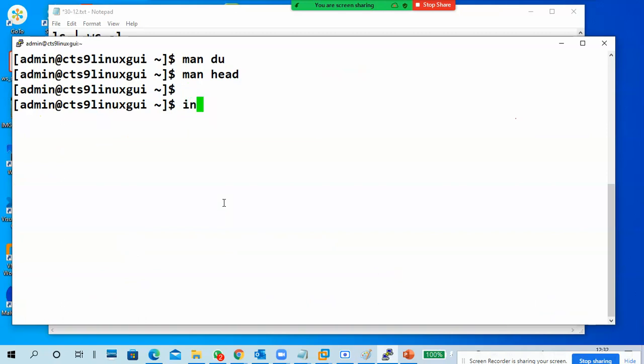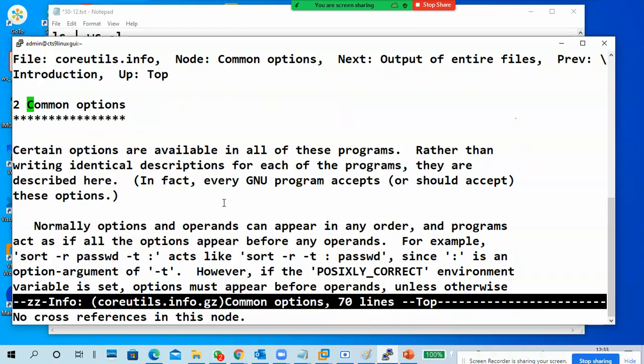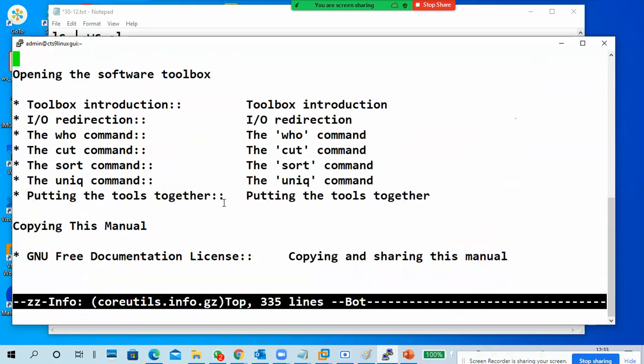Next one is info or pinfo. Both are the same. I'm using info here, so we'll see. Tell me one more command. Any other command? wc. What are we getting? It prints newline, word, and byte count. Sorry, I said bit count, right? It's a byte count. How many bytes are there? Each character is one byte.